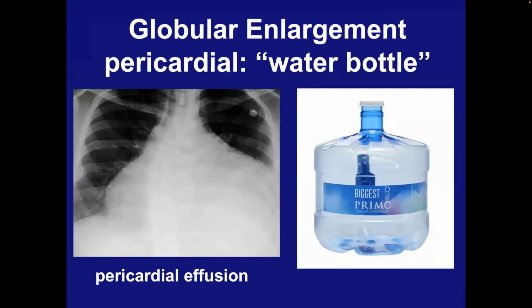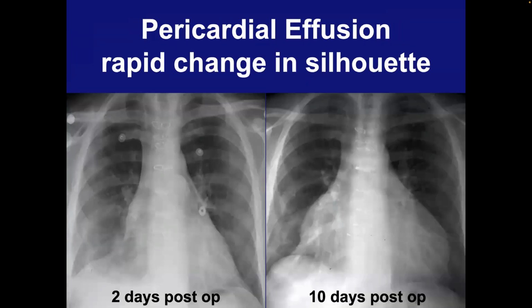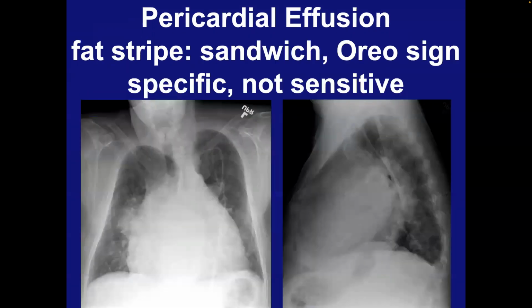There are some clues that we may be dealing with a pericardial effusion. In a large effusion, the silhouette's often referred to as being globular in configuration and having a, quote, water bottle configuration. If there is a rapid change in size of the silhouette, that would be a clue that we're dealing with a pericardial effusion rather than true cardiomegaly.